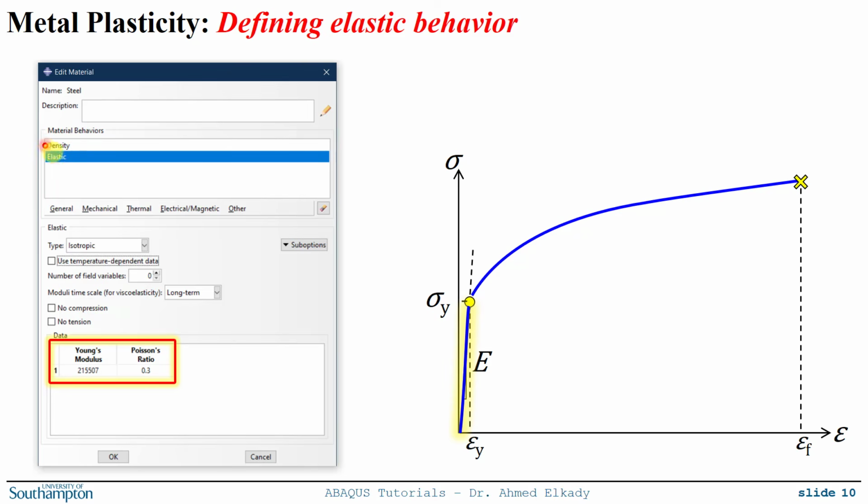That's fine if you're doing something with explicit analysis. And then the first thing that you need to define is the elastic behavior. If you have the converted true stress-strain, then you just need to compute this slope. If you identify this point, sigma y, and divide it by epsilon y, then you can get the modulus of elasticity. Under the elastic property, you just need to specify the elastic modulus over here and the Poisson ratio. So that's it for the elastic part.